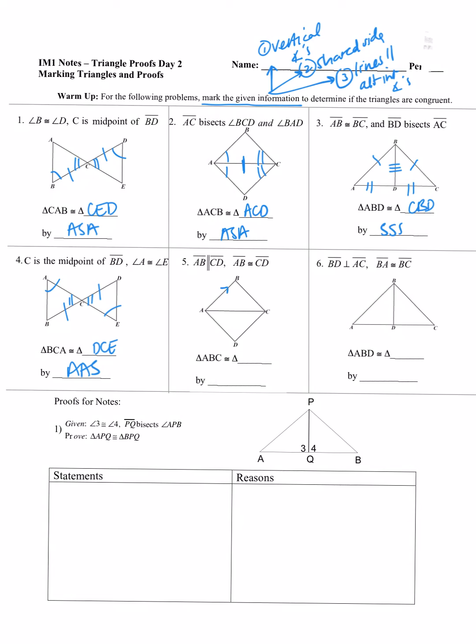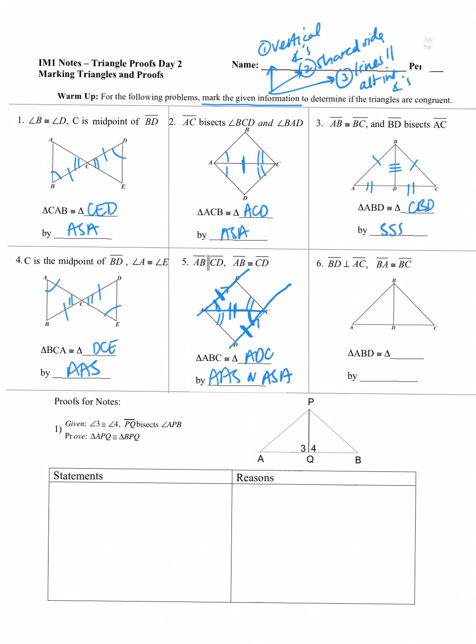Number 5, AB is parallel to CD, so that shows me two parallel lines being cut by a transversal here. So that tells me that the alternate interior angles are congruent. AB is also congruent to CD. So we have a couple options here. Triangle ABC is congruent to triangle ADC. Right now, you can see we have angle side, but we also have a shared side here, where you could use angle side angle as well.